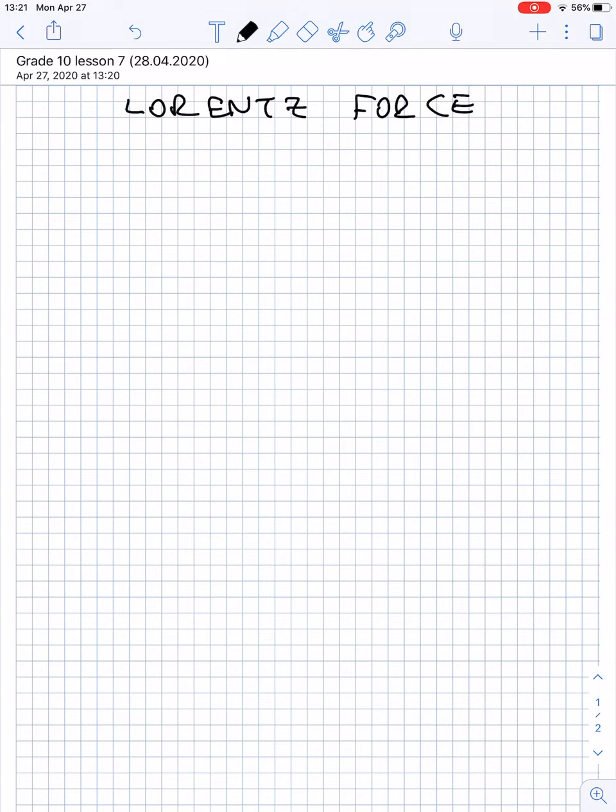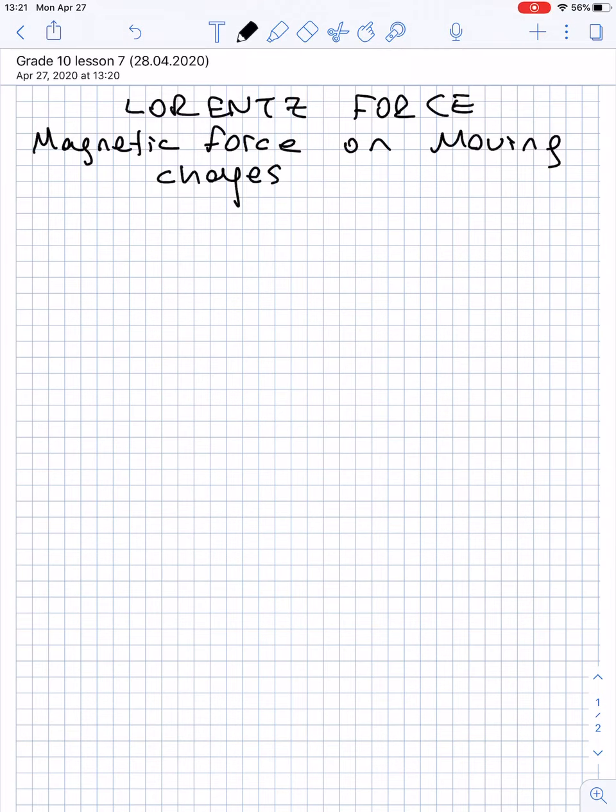What is the Lorentz force? Another name is magnetic force on moving charges. In this case, we have to use right hand rule 2.